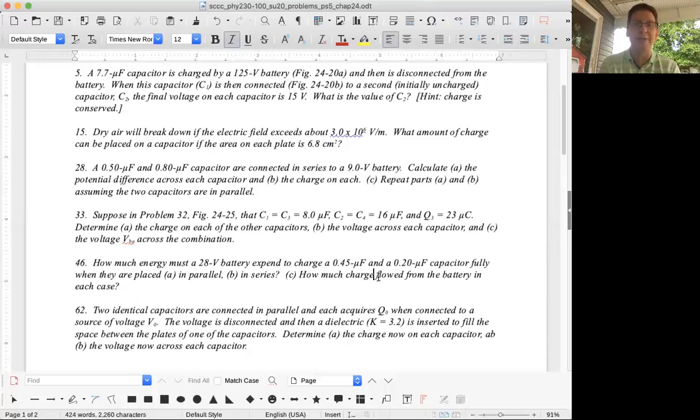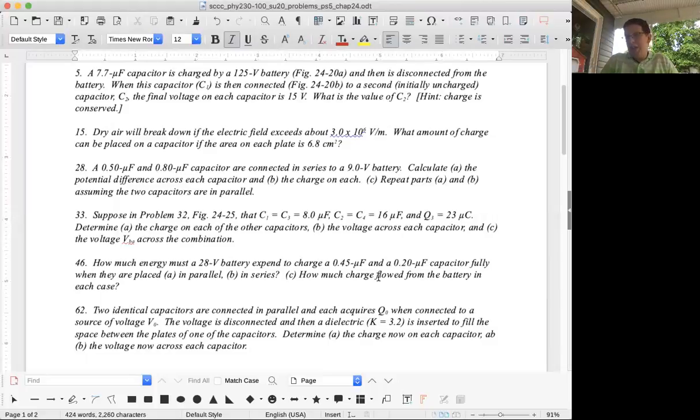Two identical capacitors are connected in parallel, and each acquires Q0 when connected to a source of voltage V0. The voltage is disconnected, and then a dielectric is inserted to fill the space between the plates of one of the capacitors. So this is kind of like problem 1. The charge is conserved, so the total charge is going to be 2Q0, and that's going to remain the same. So what happens is when you put the dielectric in, charge is going to flow from one capacitor to the other until the voltages across them are equal again.